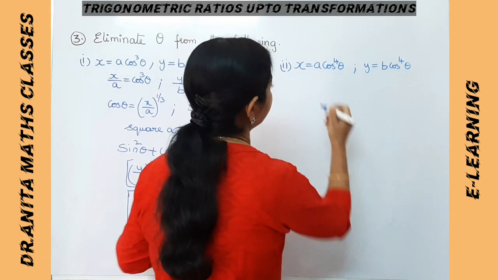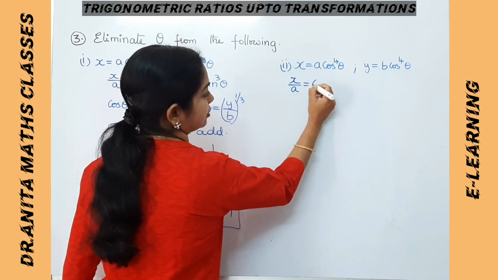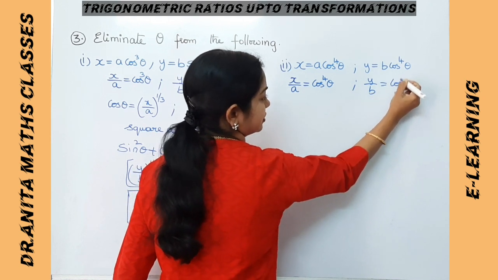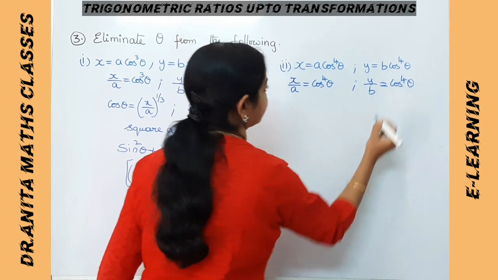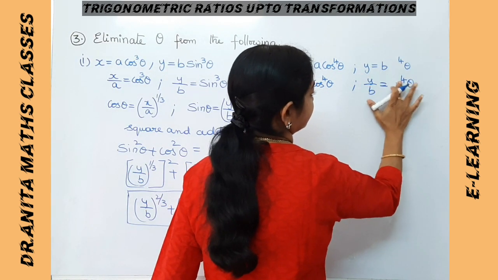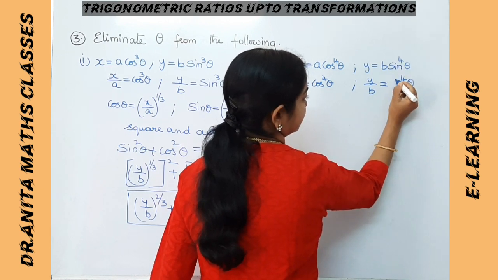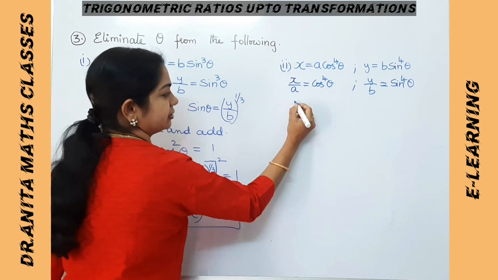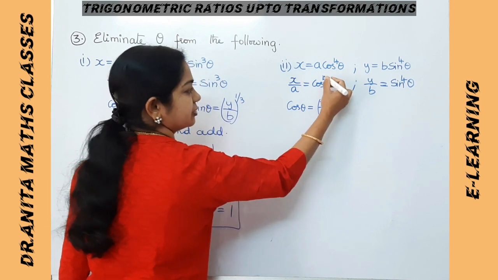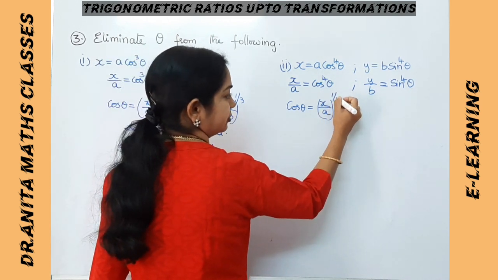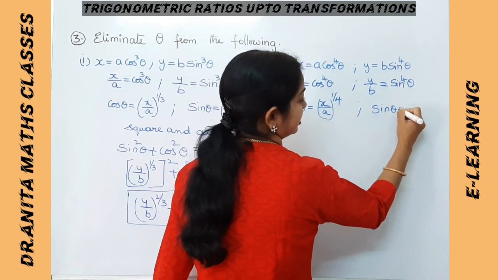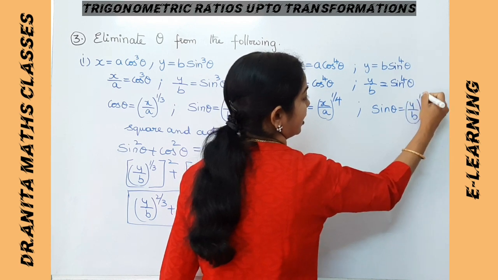A similar one we can do here. x by a equals cos raised to the power of 4 theta. Here also y by b equals cos raised to the power of 4 theta. Is it cos only? No, this should be sine, sorry. Sine raised to the power of 4 theta. Right. If I take the same thing, cos theta, x by a, if I take the fourth root, that comes to 1 by 4. Similarly, you can take sin theta, y by b raised to the power of 1 by 4.